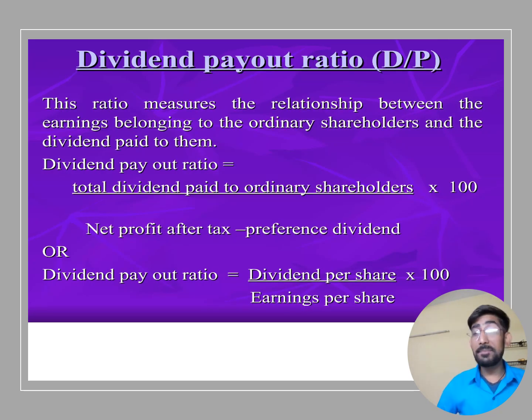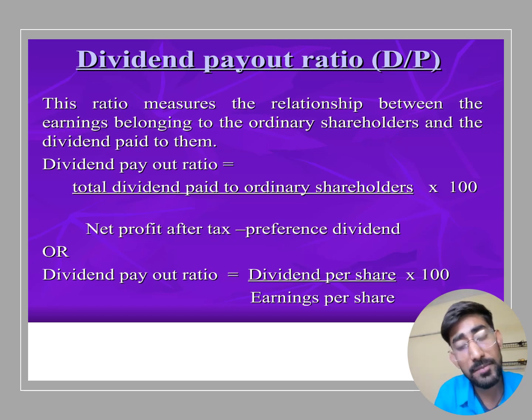Coming up, dividend payout ratio. This one is also one of the important ones. This ratio measures the relationship between earning belonging to the ordinary shareholders and dividend paid to them. That means dividend payout ratio is equal to total dividend paid to the ordinary shareholders divided by net profit after tax minus preference dividend, times 100. Or we can simply use DPS by EPS into 100.